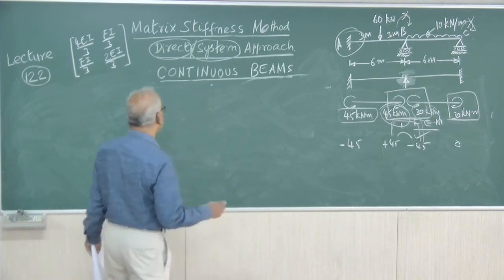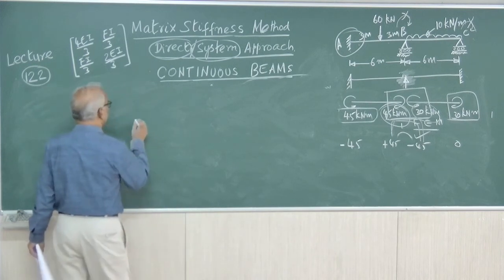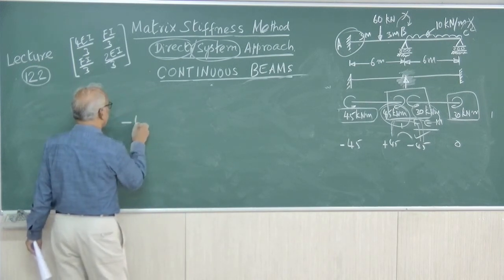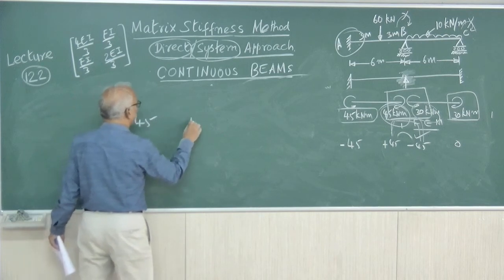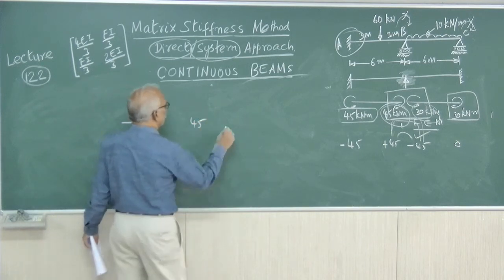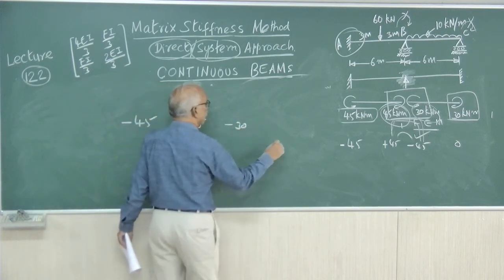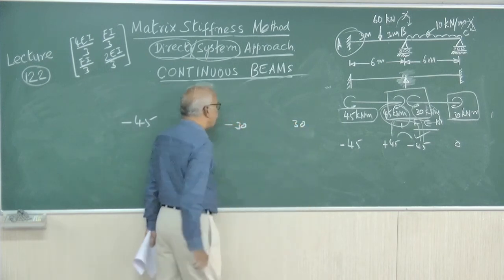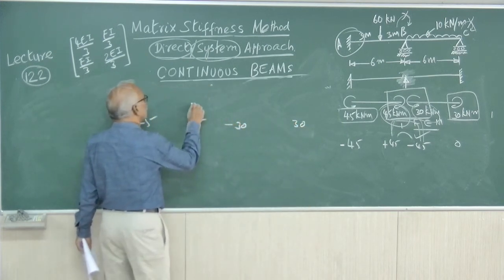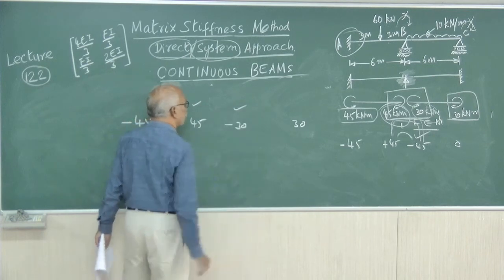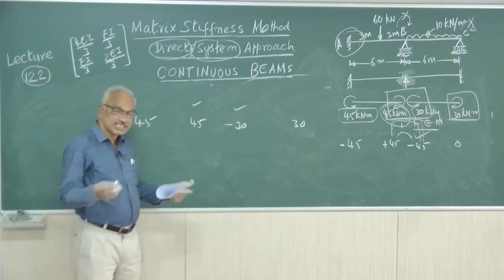In moment distribution, whatever may be the distribution factor, fixed moments are minus 45 or plus 45. Here minus 30 and here it is plus 30. These are the fixed end moments. Whatever may be the distribution factor, don't bother about those things.